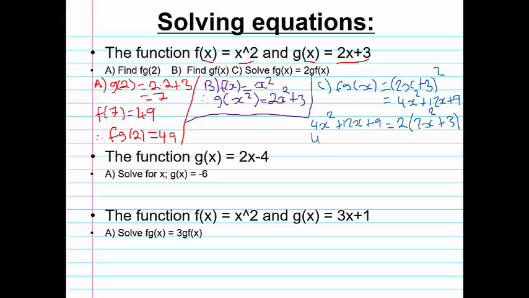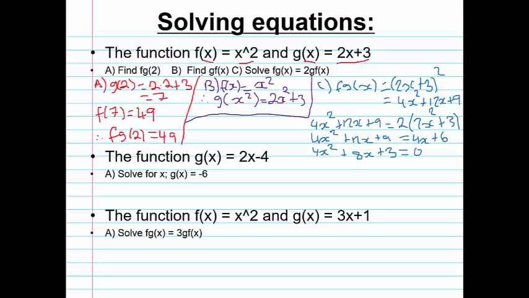And so you do 4x squared plus 12x plus 9 is 4x plus 6. You just expand it. And then you take away 4x and take away 6 from both sides. You get 4x squared plus 8x plus 3 is equal to 0. And you can factorize this and solve it.